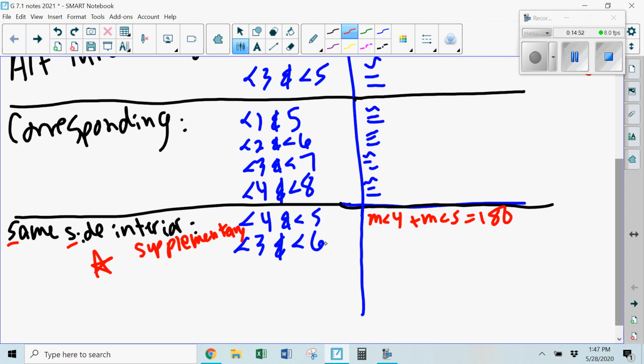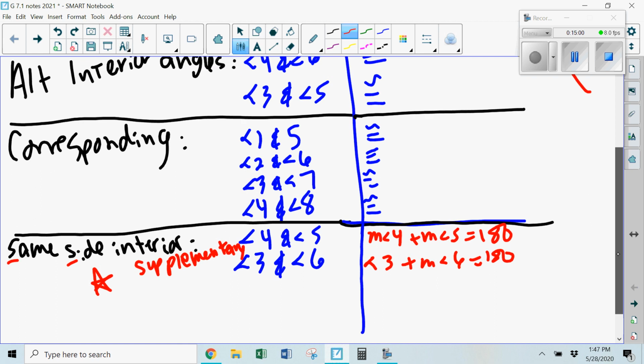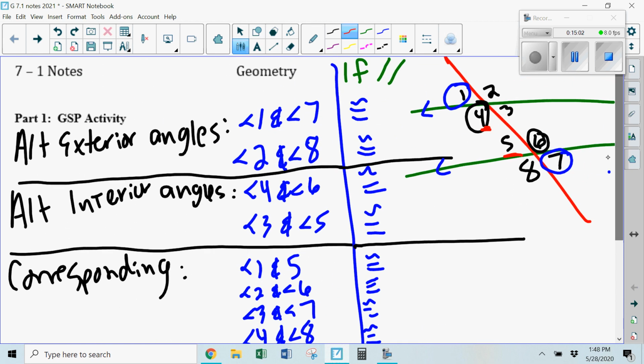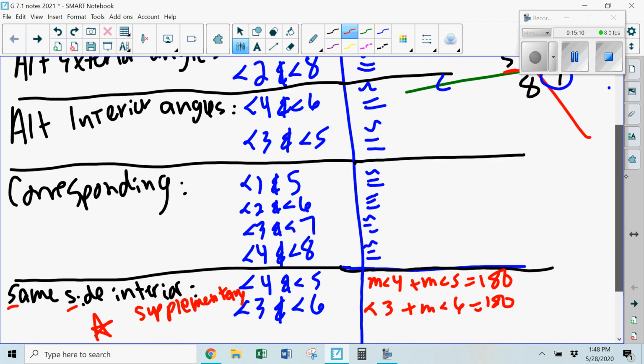Same for 3 and 6. Those will be supplementary. They will add to 180. This is a huge part of the lesson, knowing the names of the pairings. And then one step further, if the lines happen to be parallel, what will happen with those specific pairs of angles?